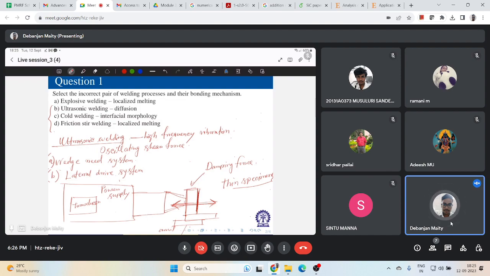What is the mechanism of this ultrasonic welding? In short, as I was saying, there will be some slip and deformation. I hope you are familiar with this slip and twinning mechanism. I'm not going into that detail. So basically slip is happening.